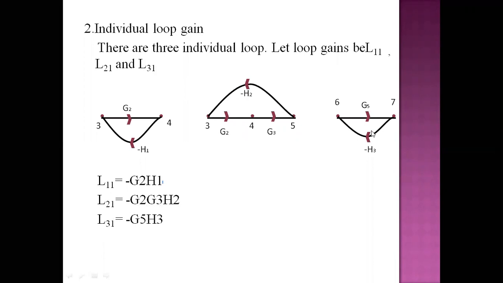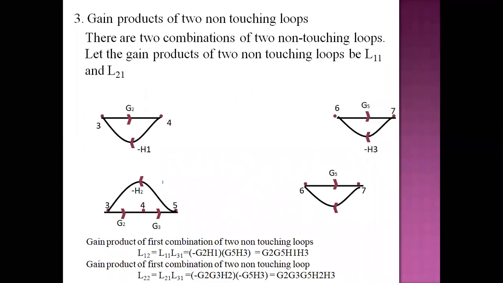The third individual loop is the signal starting from node 6 to 7 and coming back to 6. This will form another loop. Its corresponding gain is minus G5 and H3. Next, finding the 2 non-touching loops.